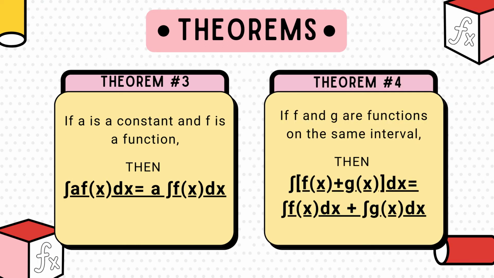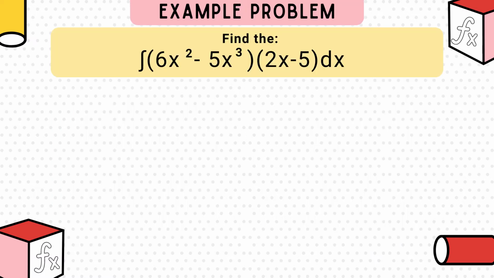Last but definitely not the least, theorem number 4 states that if f and g are functions on the same interval, then the integral of f of x plus or minus g of x dx is equal to the integral of f of x dx plus or minus the integral of g of x dx. To explain how these theorems work in an actual problem, here is an example.